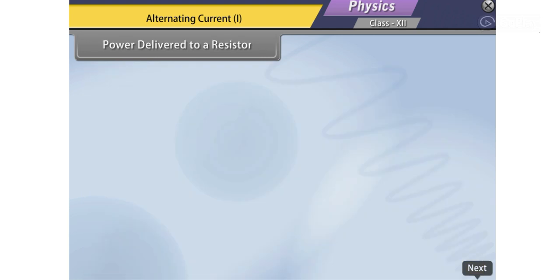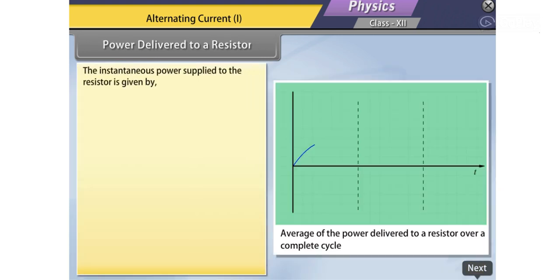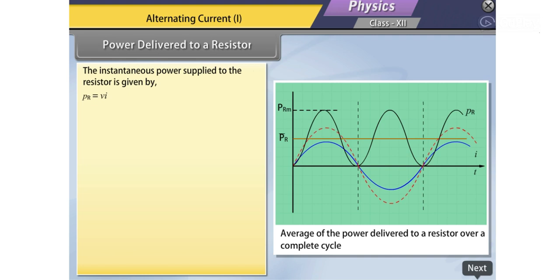Power delivered to a resistor. The instantaneous power supplied to the resistor is given by PR is equal to VI, which is equal to the product of Vm sin omega t and Im sin omega t. It can be written as PR is equal to the product of Vm, Im and sine square omega t.